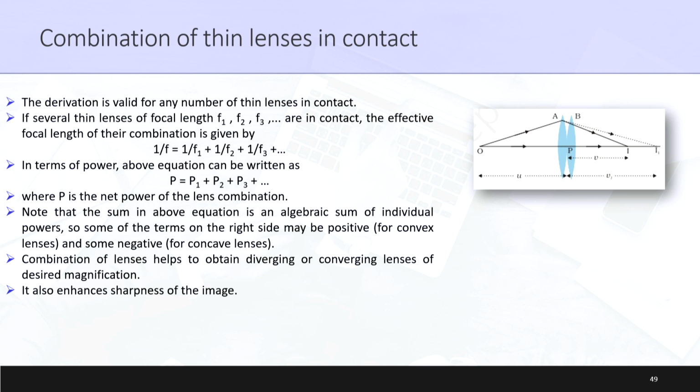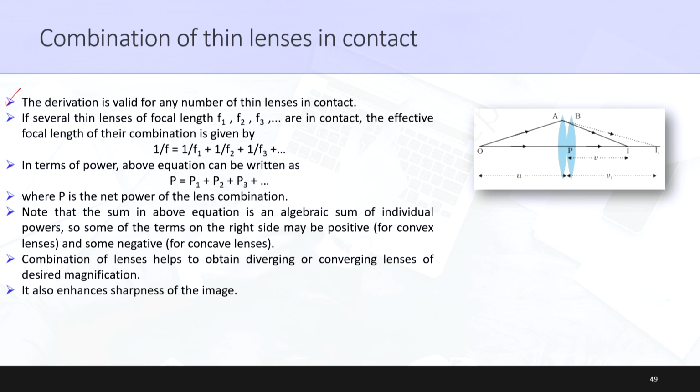Next, the derivation is valid for any number of thin lenses in contact, as I already explained to you. So, if several thin lenses of focal length f1, f2, f3 dot dot are in contact, the effective focal length of their combination is given by 1 by f is equal to 1 by f1 plus 1 by f2 plus 1 by f3 plus dot dot dot till 1 by fn. So, you can just keep on adding n number of focal lengths here, and hence you will get the answer. Okay, fine. So, this thing has also been explained.